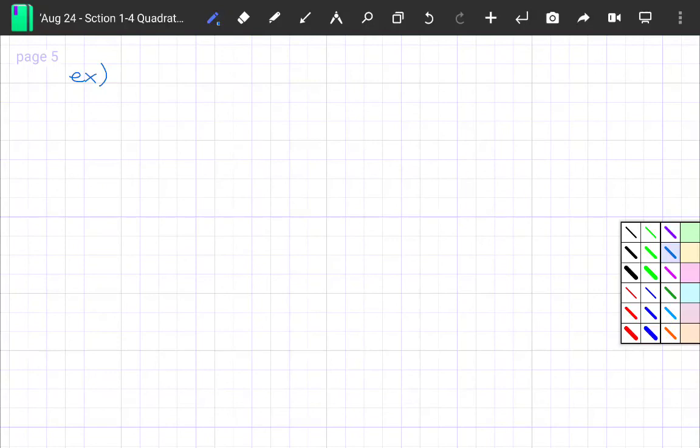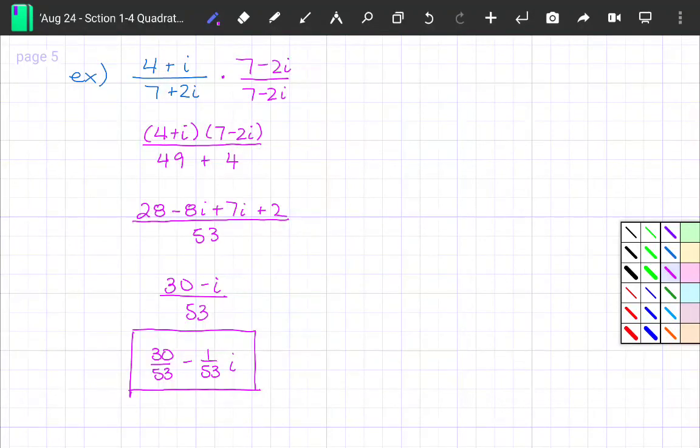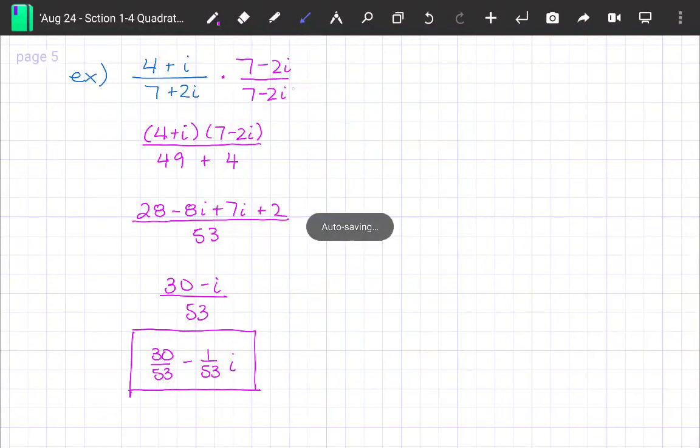Try dividing 4 plus i by 7 plus 2i. So pause the video, try that, and then we'll come back together. All right, so let's try this one. Multiply by the conjugate, 7 minus 2i, on the top and the bottom.